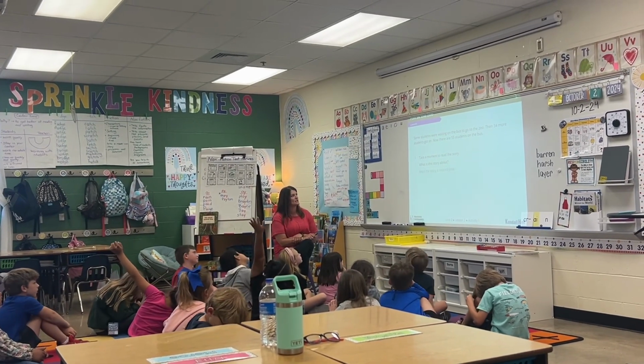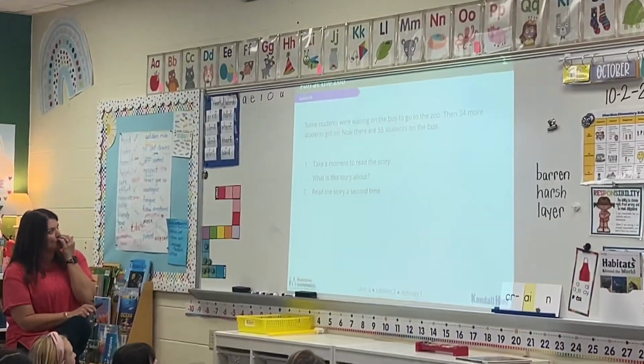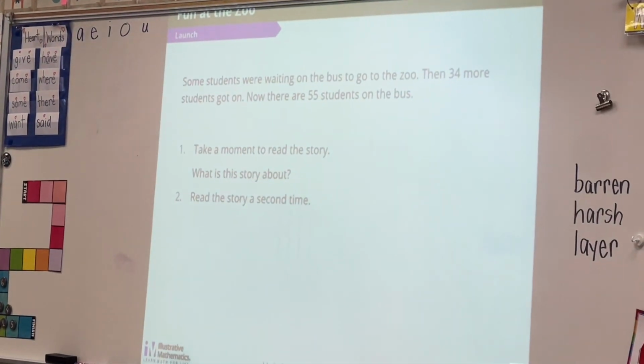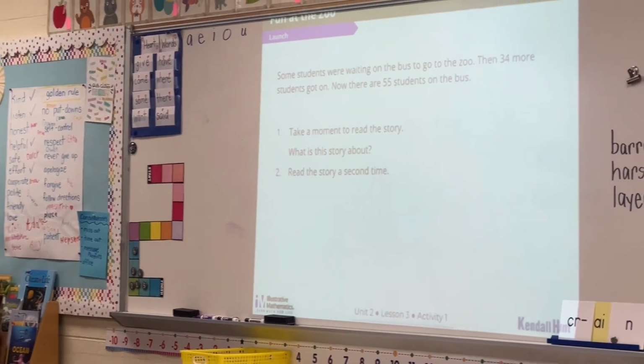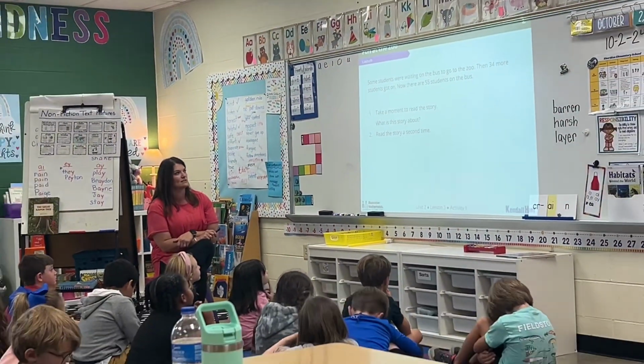Look at the next question. Okay, so we read it a second time. Some students were waiting on the bus to go to the zoo. Then 34 more students got on. Now there are 55 students on the bus.